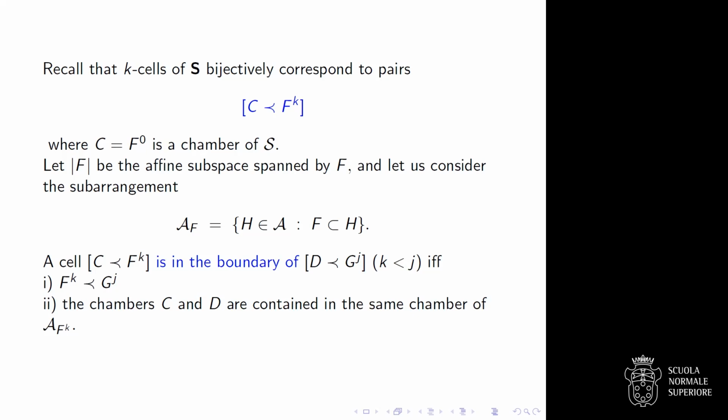Okay, so the cells are simply the couples in which you pick one chamber, and here you pick a codimension k facet, and this provides you a cell.